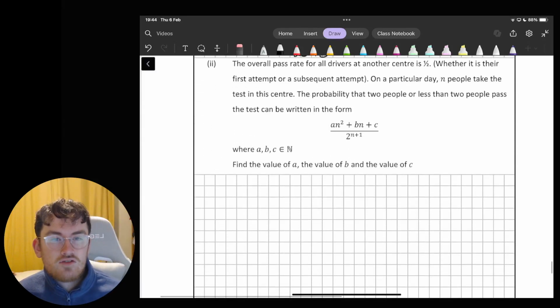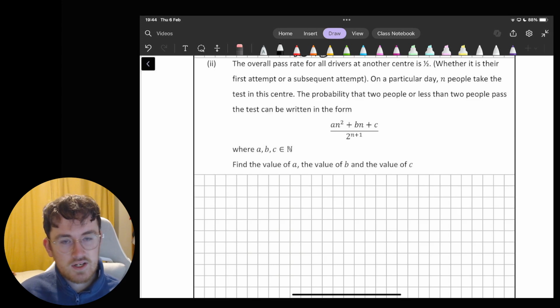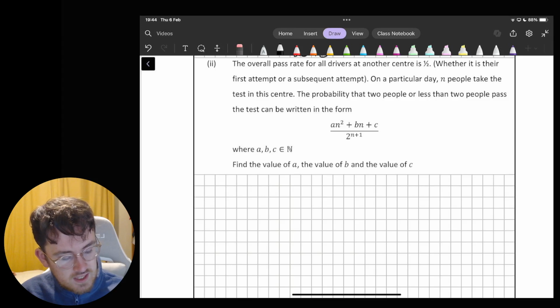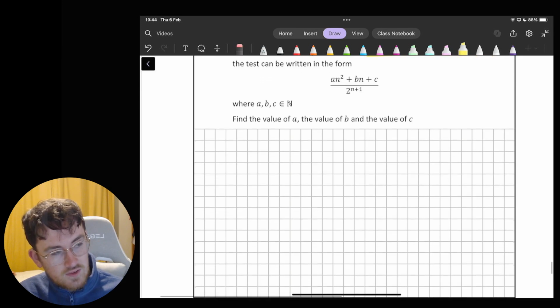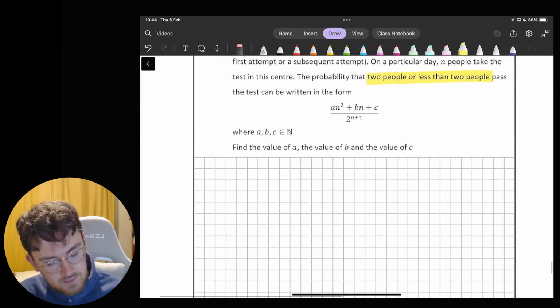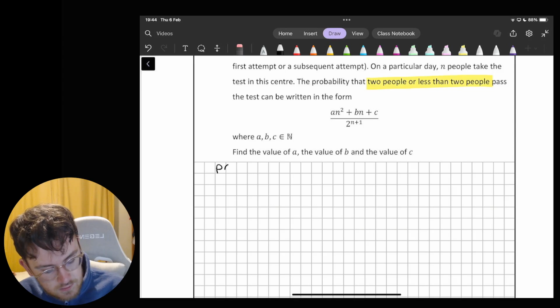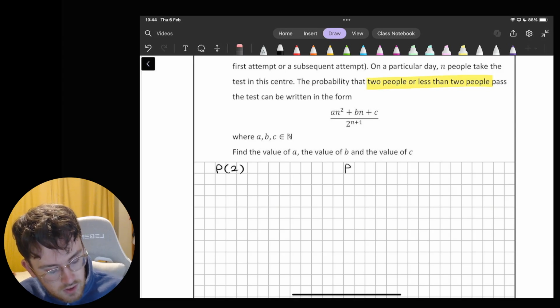The overall pass rate for all drivers at another centre is a half, whether it's their first or subsequent attempt. On a particular day, n people take the test. The probability that 2 people or less than 2 people pass can be written in this form. So that's interesting here. It's 2 people or less than 2 people. Find the value of A, B, and C. So we're basically considering here the probability that it's 2 people or 1 person or 0 people.